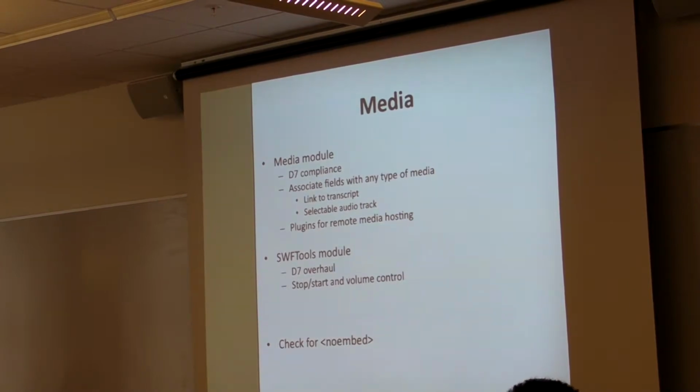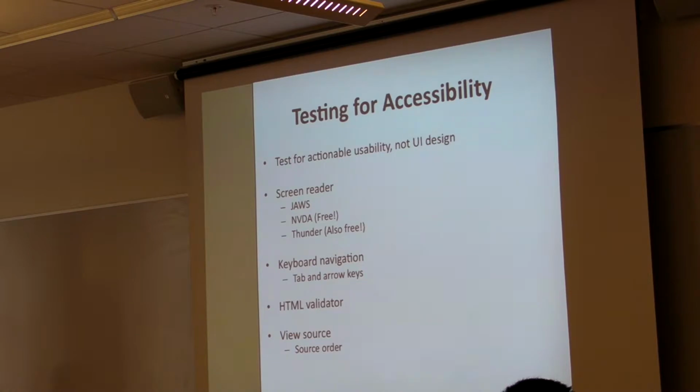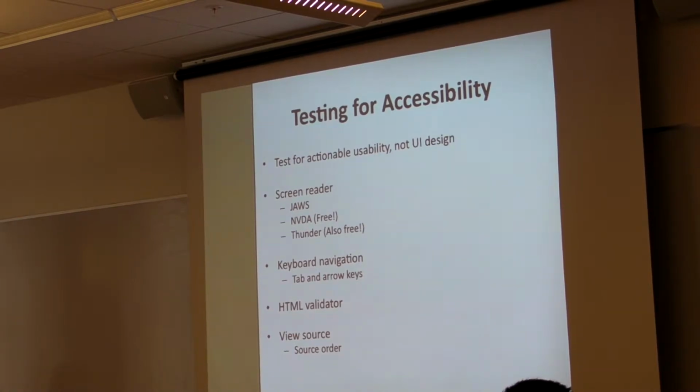So a couple of other things that we do is when we test for accessibility, we test for actionable usability, not user interface design. So in other words, we're not worried about how intuitive an interface is to the average user. When we're testing for accessibility, we're testing to find out what, if any, problems there are for accessibility that we can't find on our own.